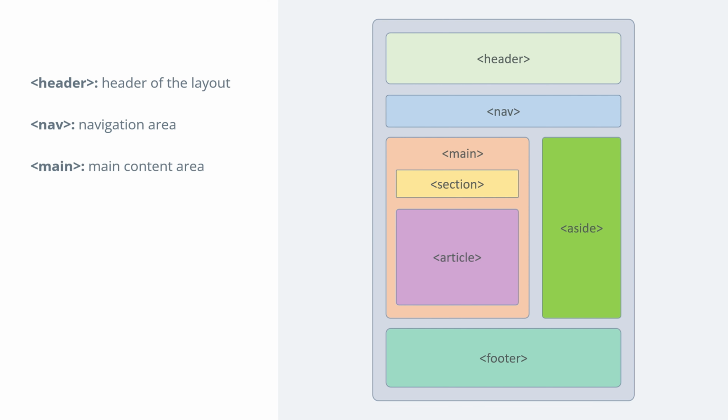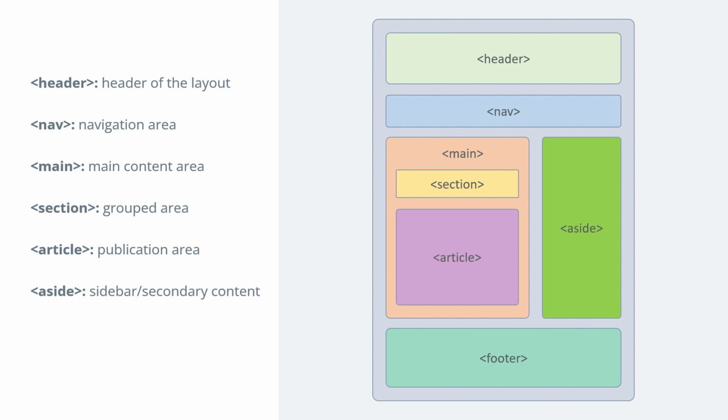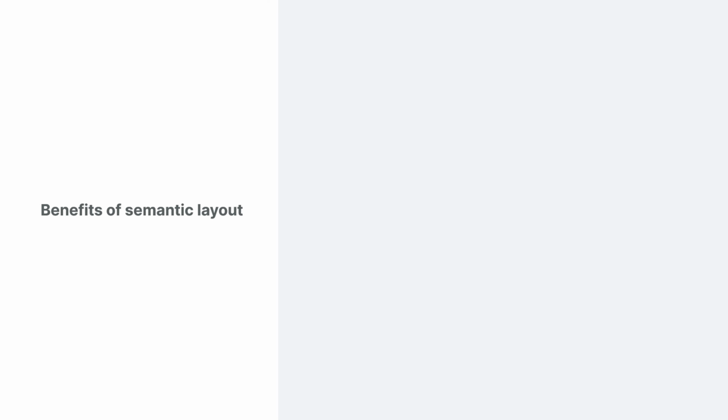area, main tag, the main content area, section, the grouped area, article tag, which is publication area, aside, which includes sidebar or secondary content, and last, the footer, which defines the footer of the layout. So now it's much more semantic and descriptive. And it's just good practice to use these over divs and span.